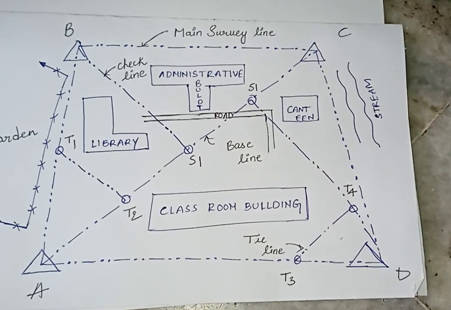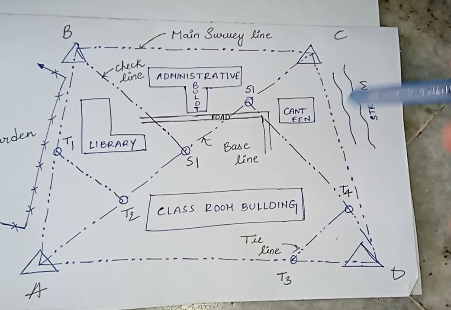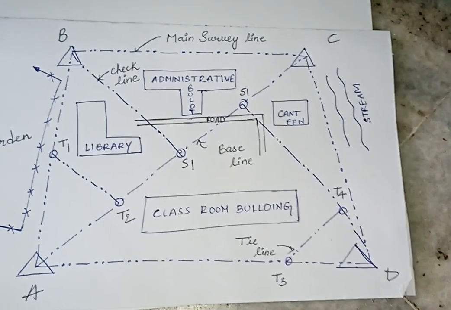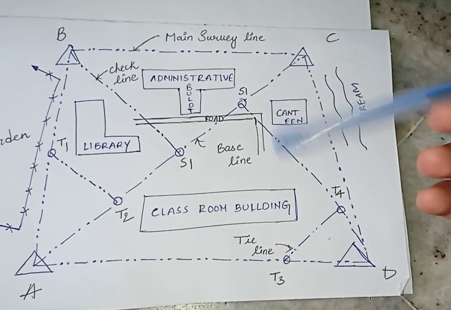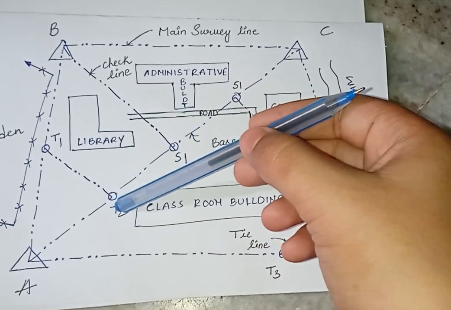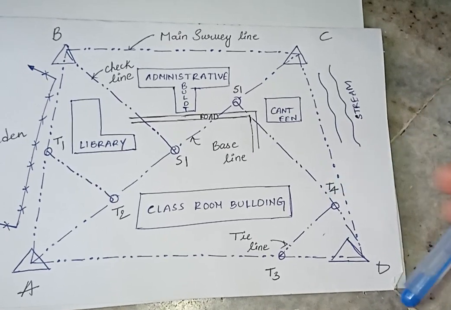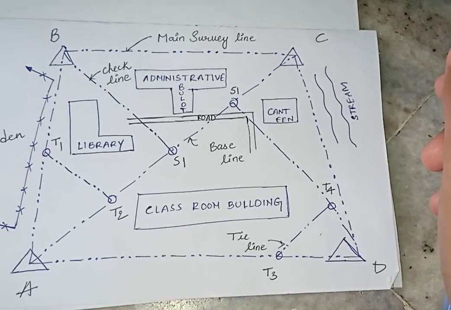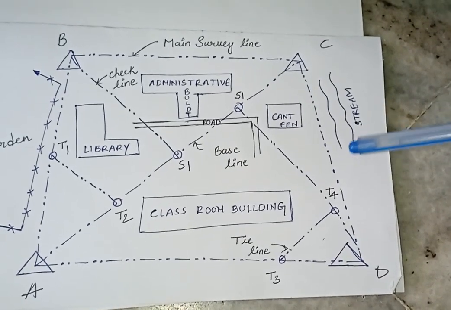Next is tie stations. These are also subsidiary stations located on the main survey lines. The tie stations and subsidiary stations, both are located on the main survey lines. But what is the difference? The tie stations are denoted by the symbols T1, T2, T3, T4. These stations are marked to run tie lines through them. What is the purpose of a tie station? These are used for running the tie lines through them.